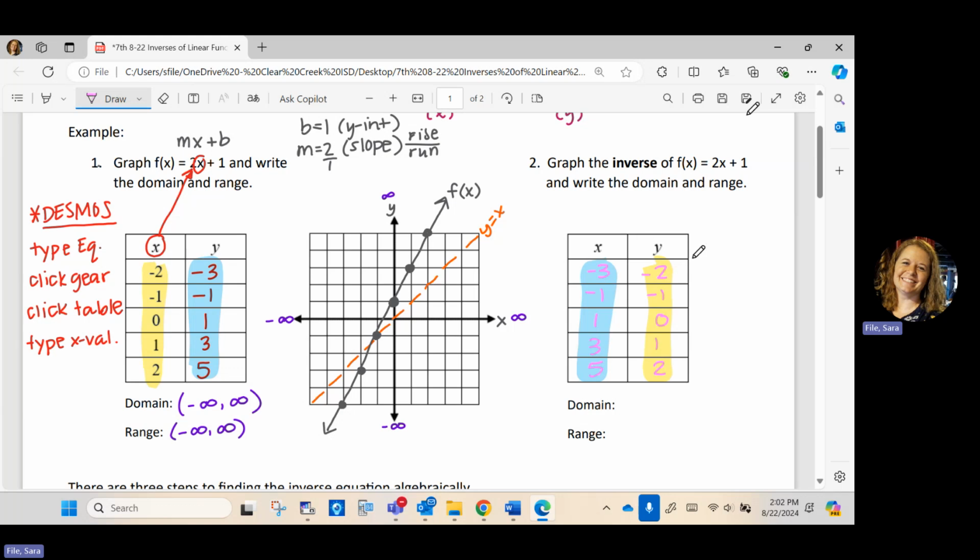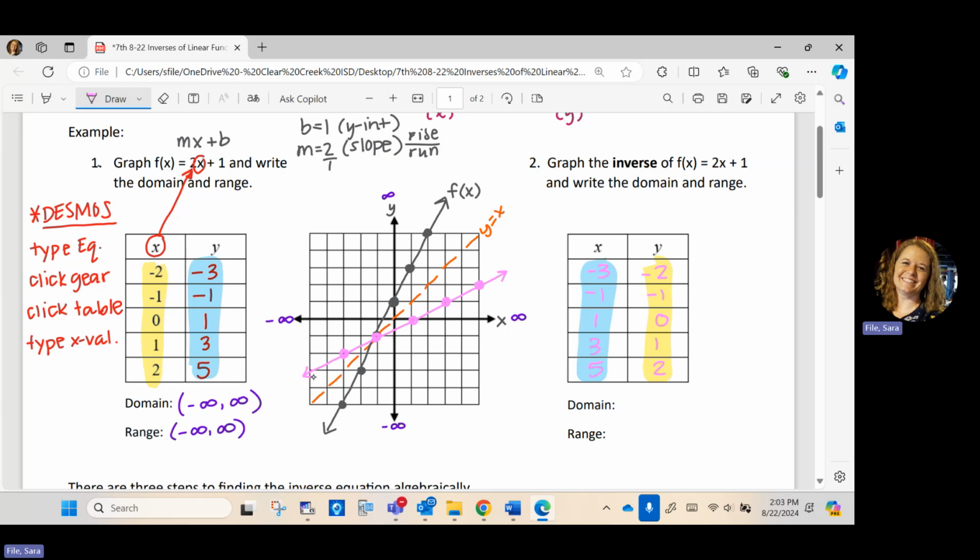So I'm going to go to -3, -2, and plot a point. -1, -1, plot a point. 1, 0, 3, 1, and 5, 2. And then I'm going to draw a line through those points. That is the linear inverse of f of x.